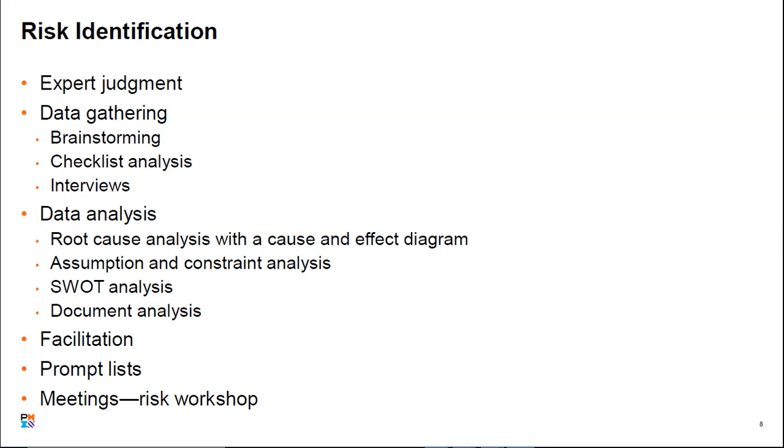Also, in data analysis, you can consider the assumption and constraint analysis, the SWOT analysis, which is your strength, weakness, opportunity, threat analysis for your project. And also you need to do document analysis that actually peruses your documents well to get information as to possible risk attached to the entities or the contents of those documents. You can use facilitation, prompt lists, and also meetings as it concerns risk workshops.